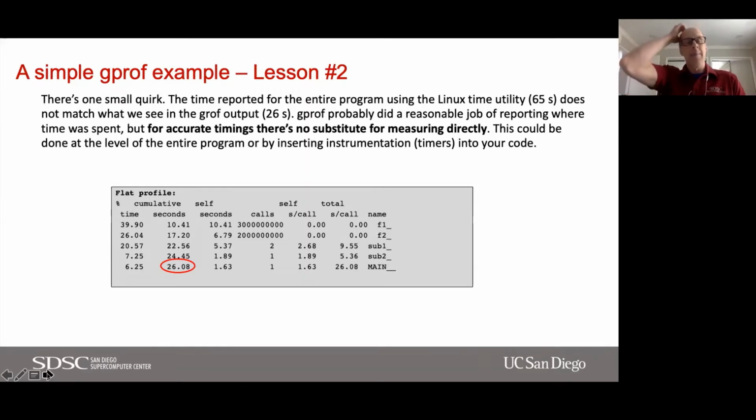All right, so let me just point out one other issue with gprof. The time that was reported for the entire program using the Linux time utility was 65 seconds. And in this case, it did not match what we saw for the gprof output. So gprof probably did a pretty good job of reporting where the time was spent, but it's not necessarily meant to give accurate timings. It's not a substitute for, say, measuring the overall runtime of the code directly. This could be done at the level of the entire program, like I did with the Linux time utility, or by inserting instrumentation timers into your code.